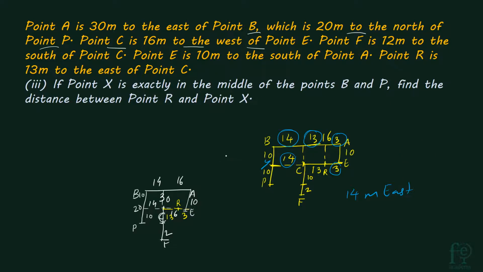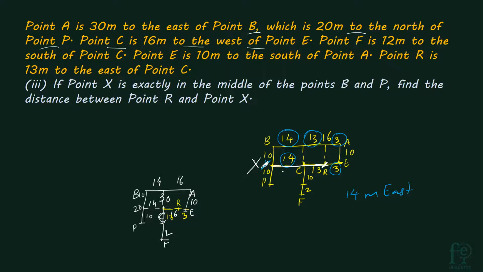If point X is exactly in the middle of the points B and P, find the distance between the point R and point X. So Y is not here. It is point X which is exactly in the middle between B and P. Find the distance between the point R and point X. So this is point R and this is point X. You have to find out this total distance.